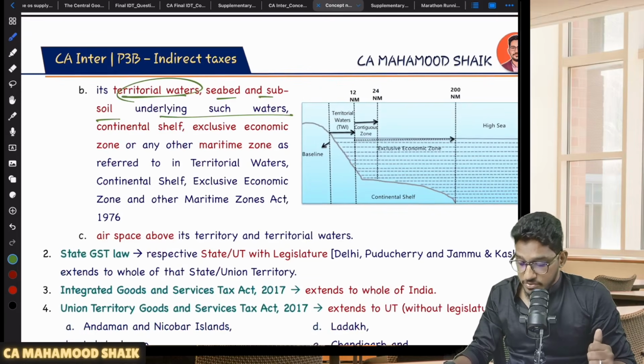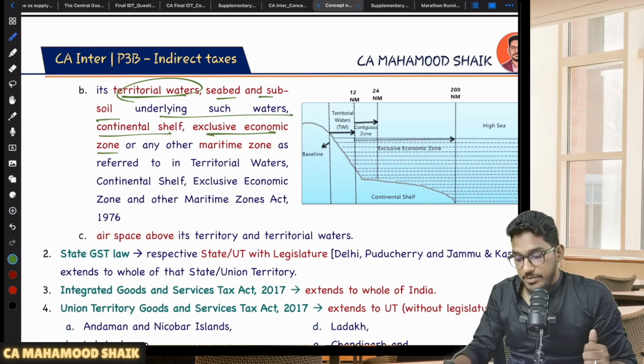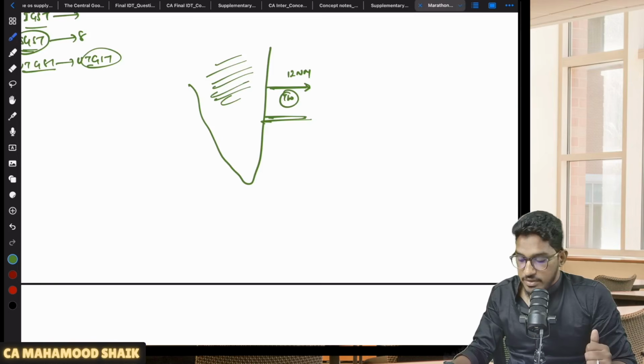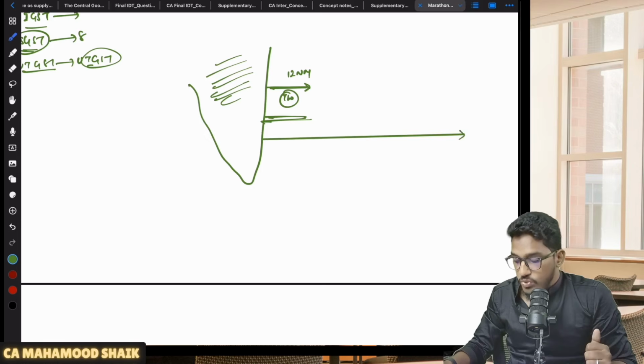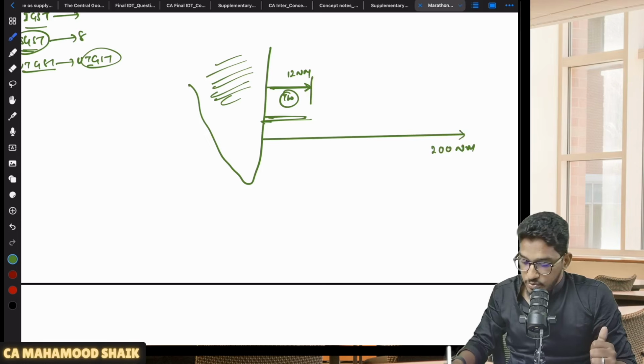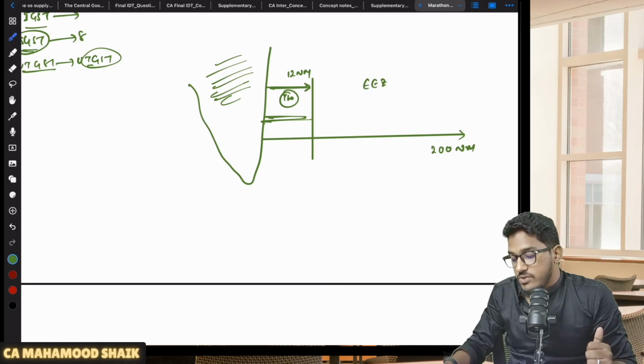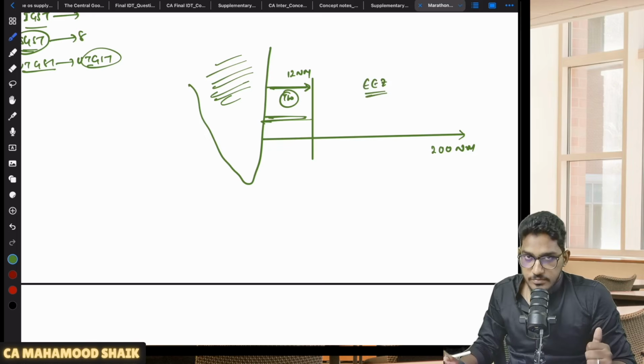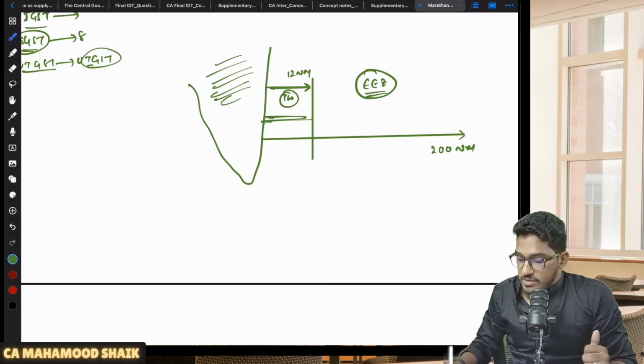Not just that, my dear students, it also includes something called the continental shelf and exclusive economic zone. Sir, what is the continental shelf or the exclusive economic zone? From the coastal line, if you go up to 200 nautical miles: up to 12 nautical miles is territorial waters. After that, up to 200 nautical miles, this we call the exclusive economic zone. Sir, why is this also included?